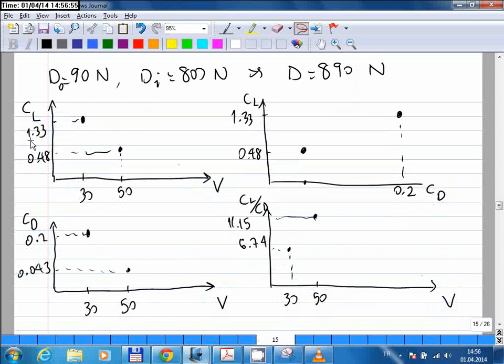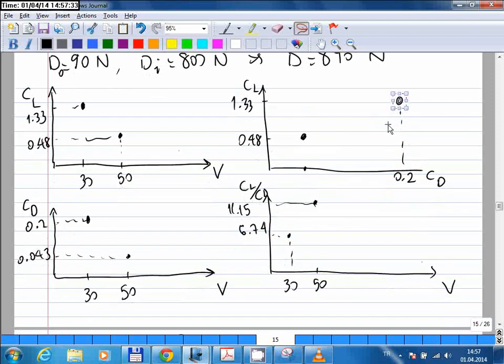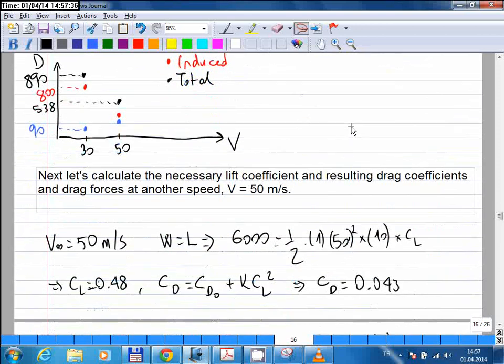And if you find the ratio of these two, 1.33 divided by 0.2 is 6.65. I think, right? No, I think it's this one. I'm sorry. So multiply this by 5, so it should be this value, okay? And you put it here. The horizontal axis is velocity. The vertical axis is lift to drag ratio, CL over CD. It's this much. And if you put this number here, the CD value is 0.2 and the CL value is 1.33. Okay, so these are all single dots on these plots.